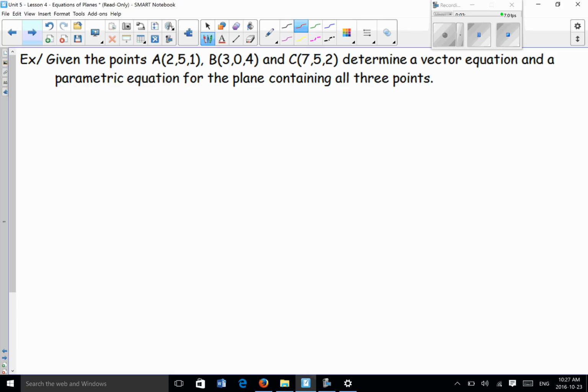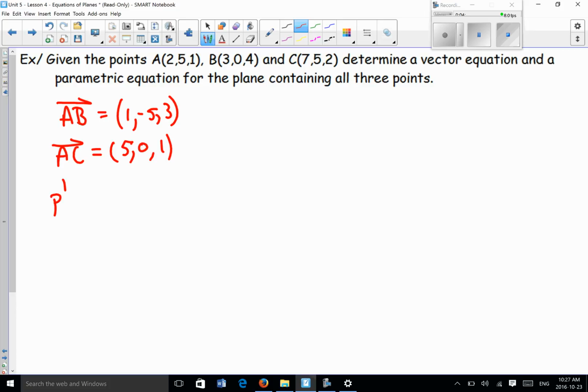Let's take a look at the first one. We got 3 points. I want to find a vector equation and the parametric equation for the plane containing all 3 points. That was one of our options. So first thing we need to do is figure out some directions. We can figure out the direction of AB very quickly. AB will be 1, -5, and 3. And I could pick another direction. Let's do AC. I could also have done BC. That's totally fine. AC will be 5, 0, and 1. I got two directions. I also have a couple points. I can have a choice of which ones I want to use.